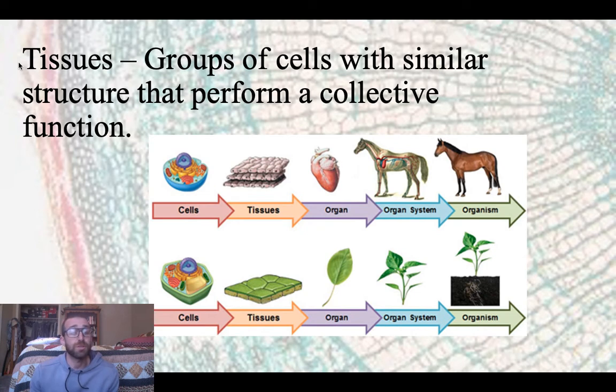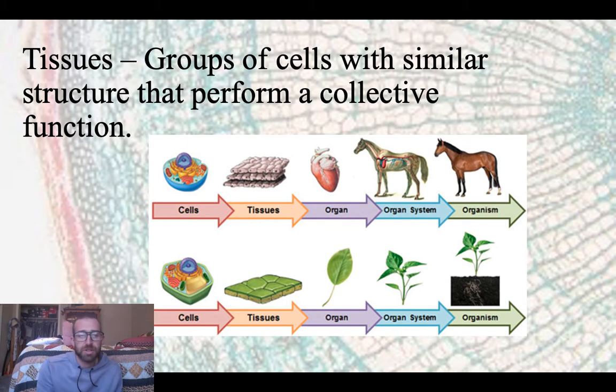So tissues are groups of cells with similar structure that perform a collective function. And if you see from that image there, we have a nice example of how we're going to be working these next couple of lectures, right? We started with cells, that's that basic unit of life. And now we're going to be looking at groups of cells, which we call tissues. And then later on, we'll be looking at organs, which are groups of tissues forming a collective function, organ systems, and then eventually the entire organism. Right, so we're moving up this ladder of complexity.